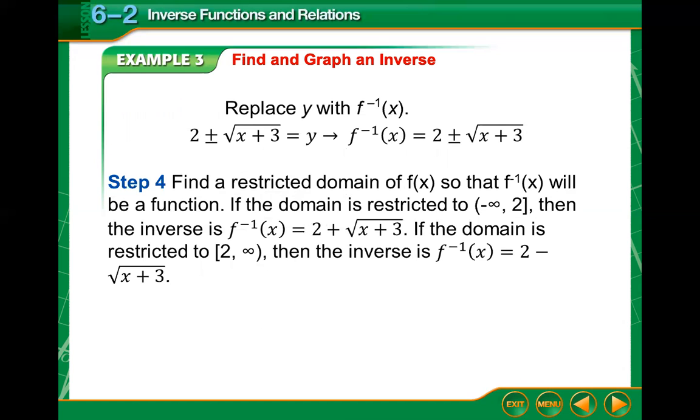In this case, we also have an extra step of finding the restricted domain. And this is because of how the graph of quadratics looks. And so we're only going to take the 2 to infinity domain.